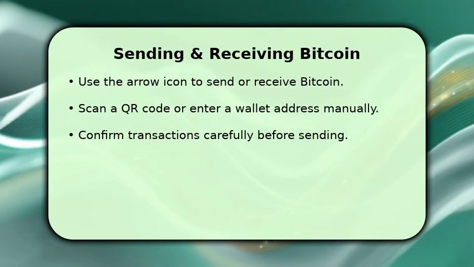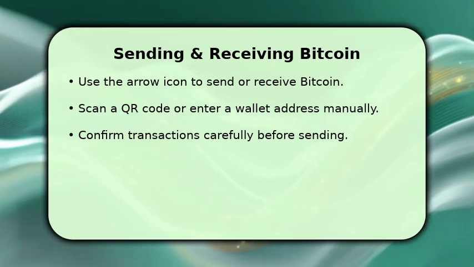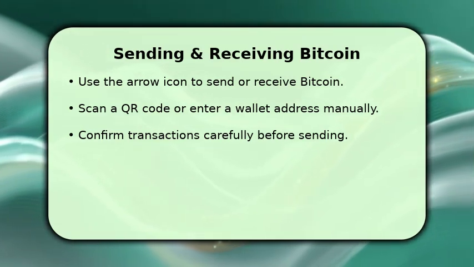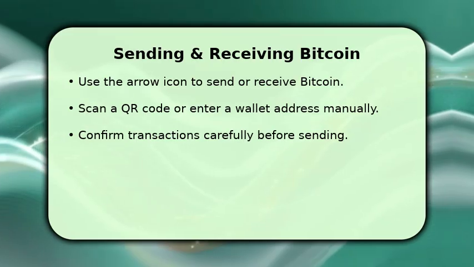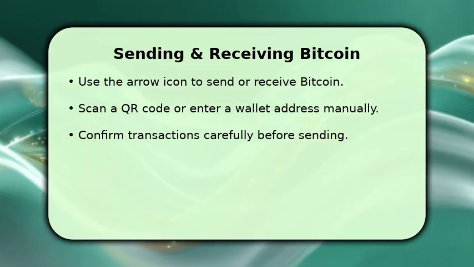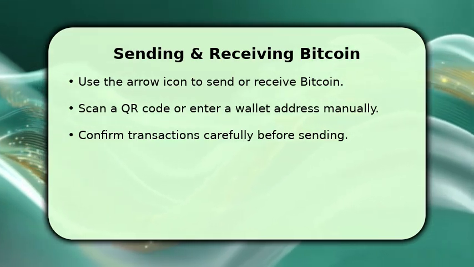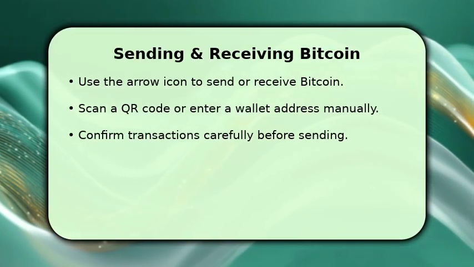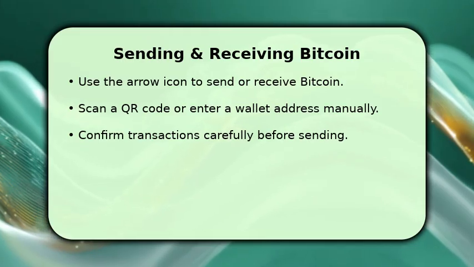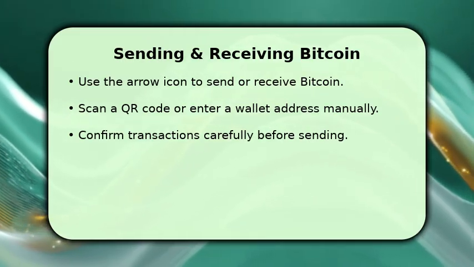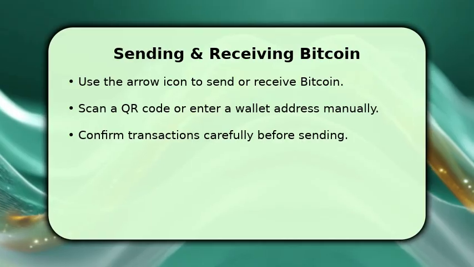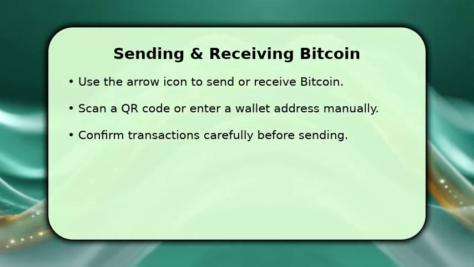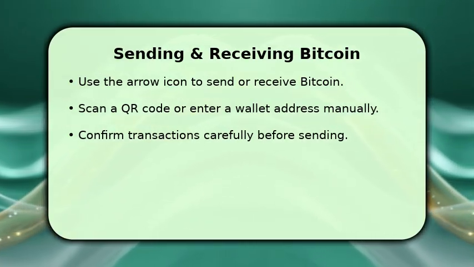To send Bitcoin, tap the arrow icon, then choose Send Bitcoin. You can either scan a recipient's QR code or manually enter their Bitcoin wallet address. Always double-check the address, as Bitcoin transactions are irreversible. To receive Bitcoin, tap Deposit Bitcoin to generate your unique wallet address. You can then share this address with anyone who wants to send you Bitcoin.